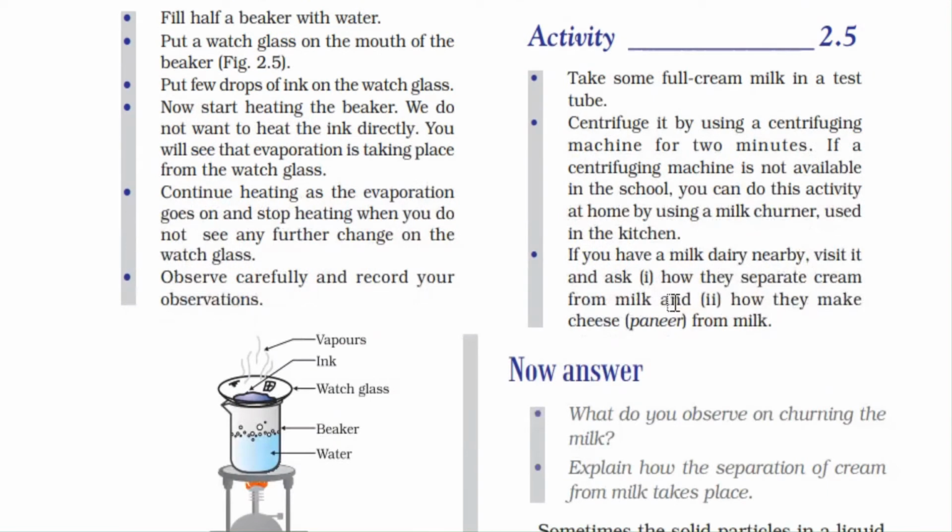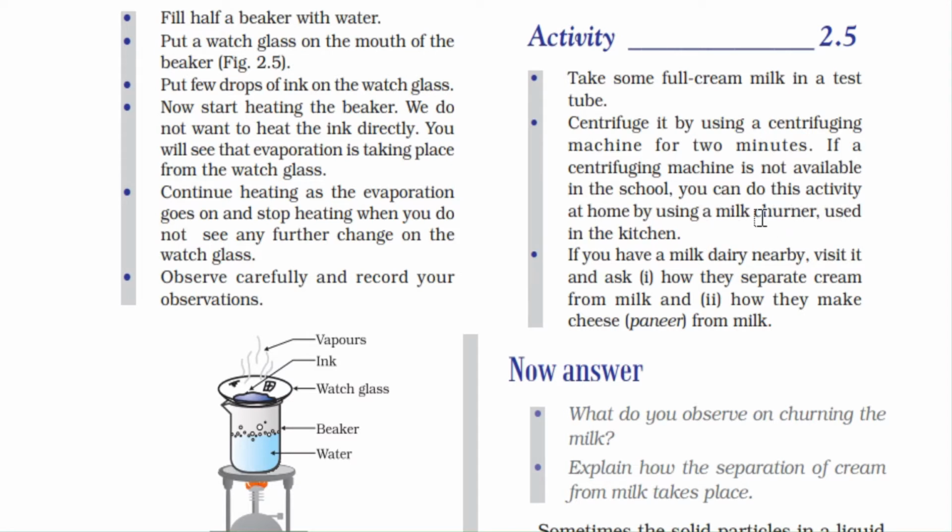So let us do the activity again. Take some full cream milk in a test tube. Centrifuge it using a centrifuging machine for 2 minutes. If a centrifuge machine is not available in the school, so what is a centrifuge machine? It is a device which rotates very fast.